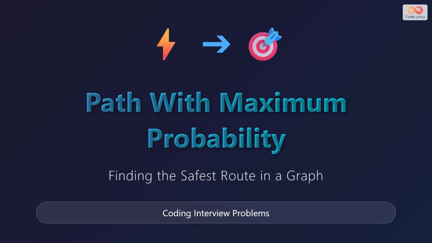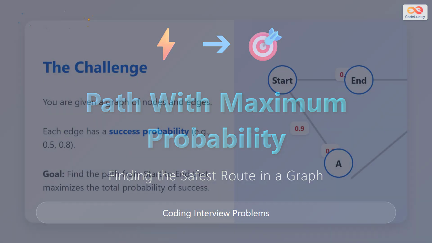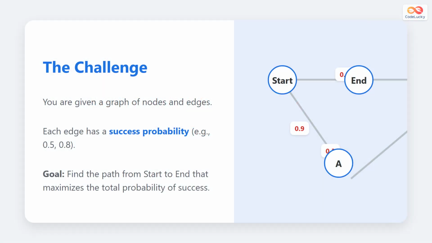Hello, everyone. Today, we are tackling an interesting graph problem often found in coding interviews, finding the path with the maximum probability. This is a great variation of the classic shortest path problem. Let's first understand the goal.